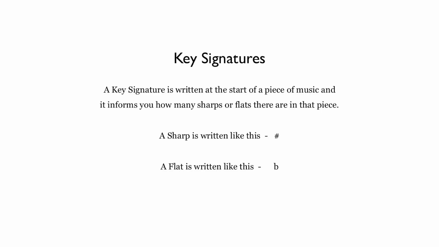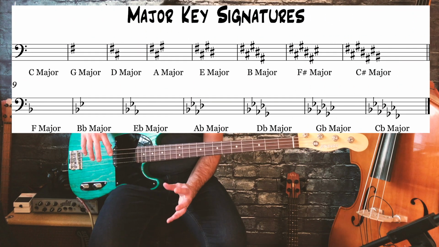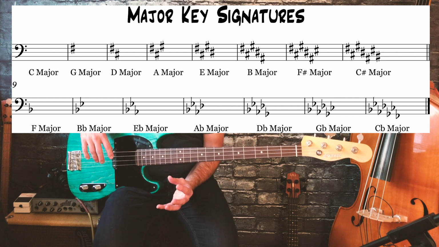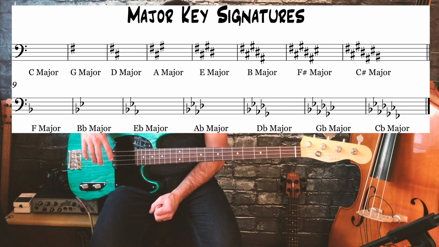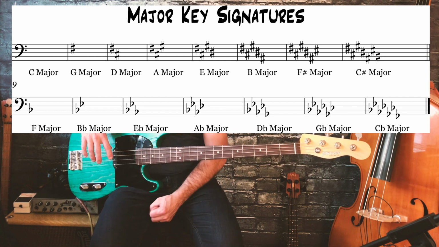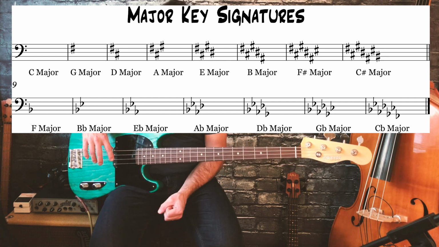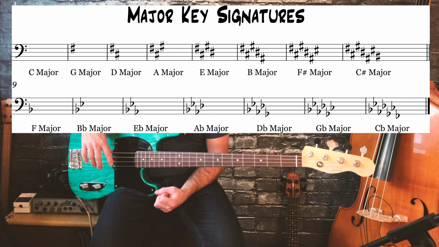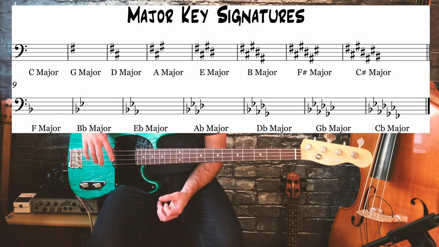At the beginning of each piece of music you've got a key signature. Now this tells you how many sharps or flats are in that key, in that piece of music. So now on the screen I'm going to list all the major key signatures. So we've got C first, that's got no sharps or flats. And then we've got G with 1 sharp, and then D with 2 sharps, A with 3 sharps, E with 4 sharps, B with 5 sharps, F sharp with 6 sharps, and C sharp with 7 sharps.